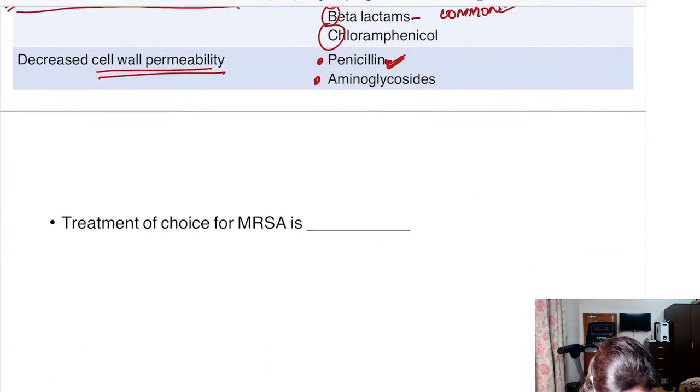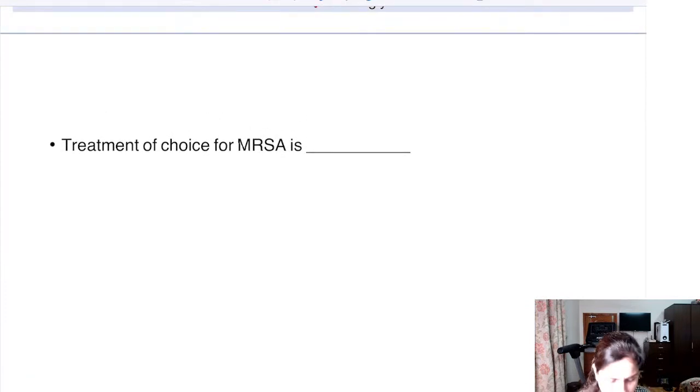Okay. Now the next is, we have already done this, but still: treatment of choice for MRSA is, what is the treatment of choice for MRSA?